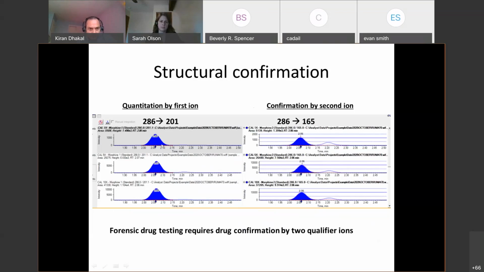Here, a morphine molecule 286 is this peak, for morphine 286 with a fragment of 201. And this signal is for the 165 fragment. When I overlay this signal over this signal, I should get a certain ratio of the fragments. That tells me that these two fragments actually came from the morphine molecule, so that I can confirm it in the unknown sample.